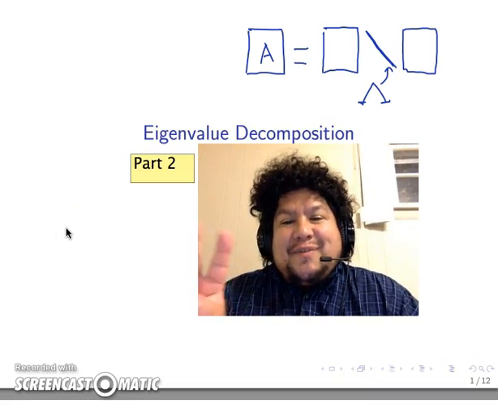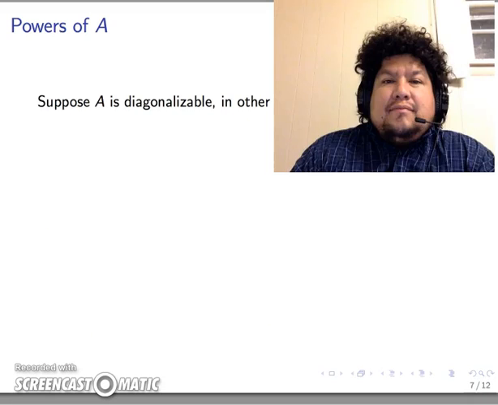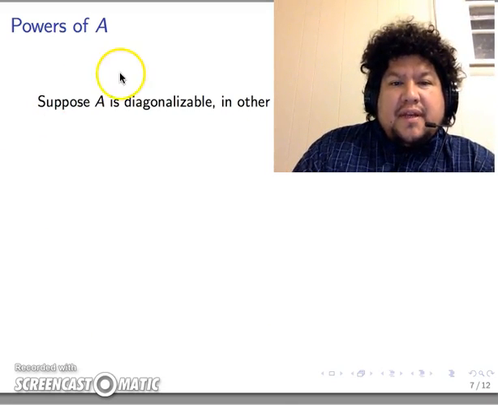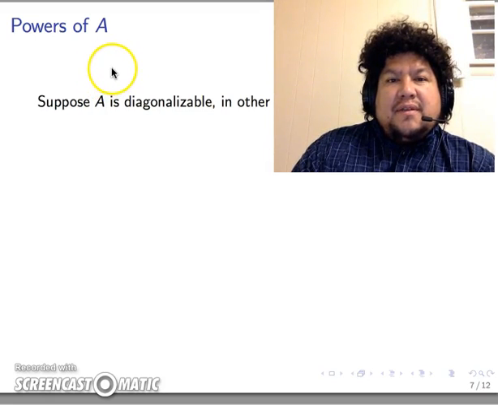Hello, this is part 2 of Eigenvalue decomposition. One of the things that is useful about diagonalization is the calculation of powers of a matrix.